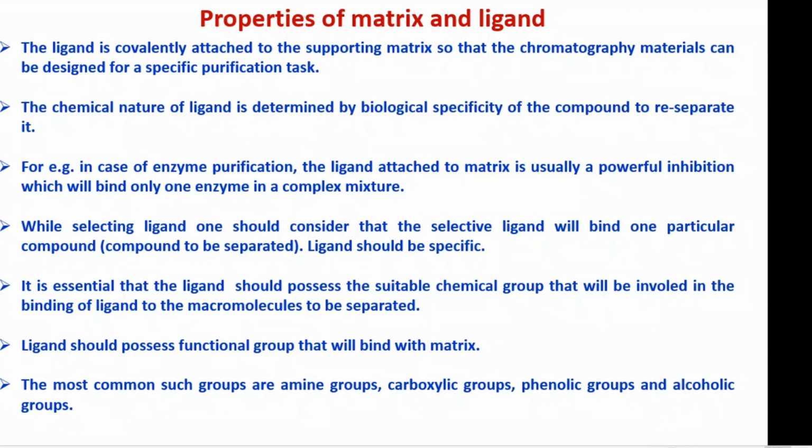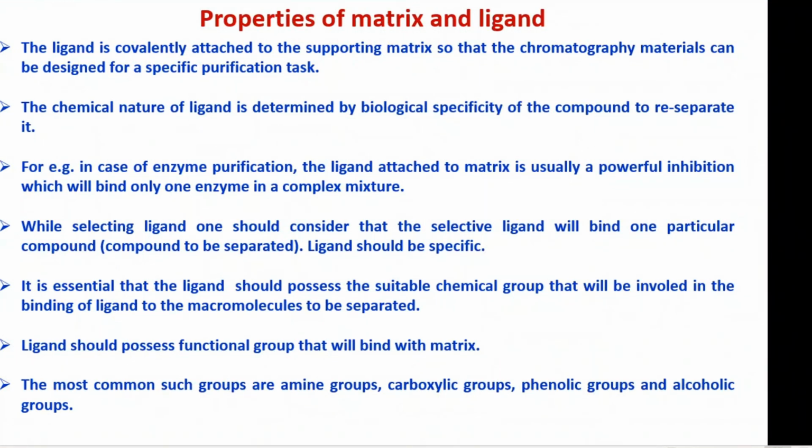Okay. And for example, in case of enzyme purification, the ligand attached to the matrix is usually a powerful inhibitor, which will bind only one enzyme in a complex condition. So we use a powerful inhibitor which will bind only to the specific enzyme, but not to the complex of molecules which are present in the sample. And then while selecting the ligand, one should consider that the selective ligand will bind one particular compound, the compound to be separated.